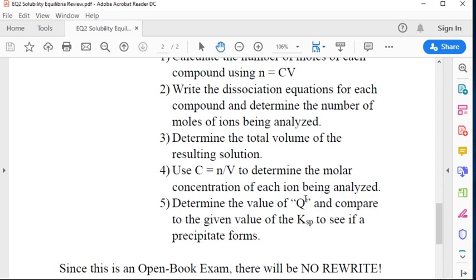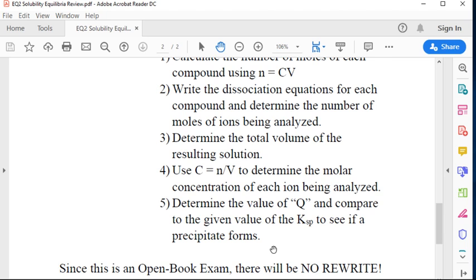So then we see if Q is bigger than KSP, then it's going to be a precipitate because we have more ions than we should to make a saturated solution, so the extra will fall to the bottom as a precipitate. Or if Q is less than KSP, we have an unsaturated solution, so we could actually have more ions present.